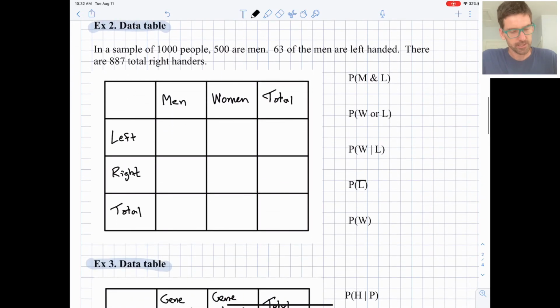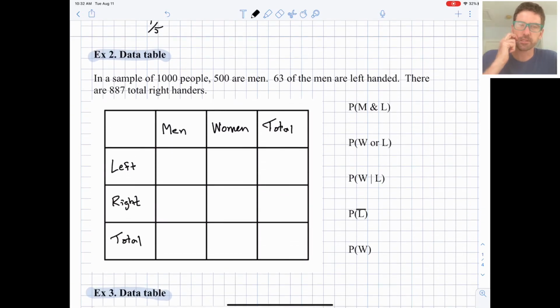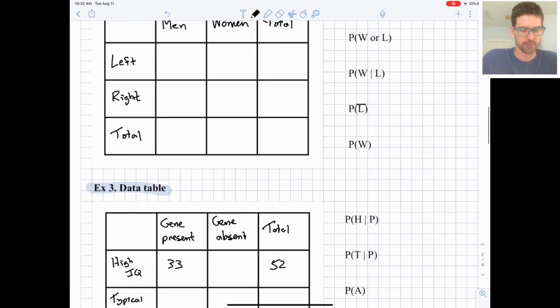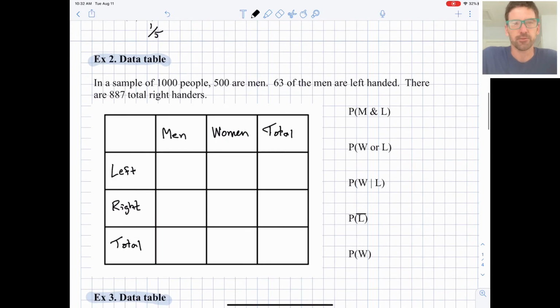This idea of conditional probability works really, really well with tables. I think I have 3 different examples for tables, and we'll try to get through them relatively quickly. So here we have categories of men, women, and handedness. We have a sample of 1,000 people, so that's our grand total right there. And I like to check off or cross off numbers as I use them. 500 are men.